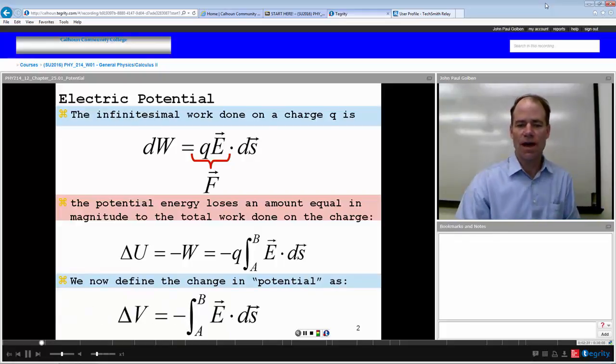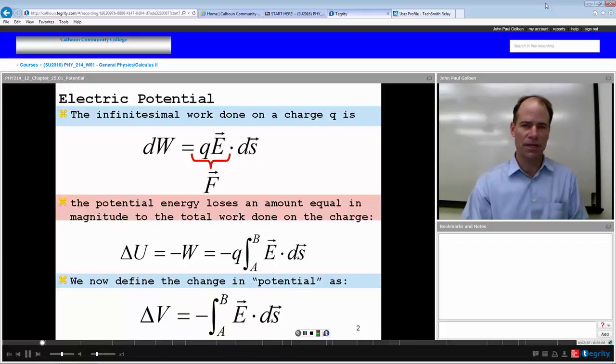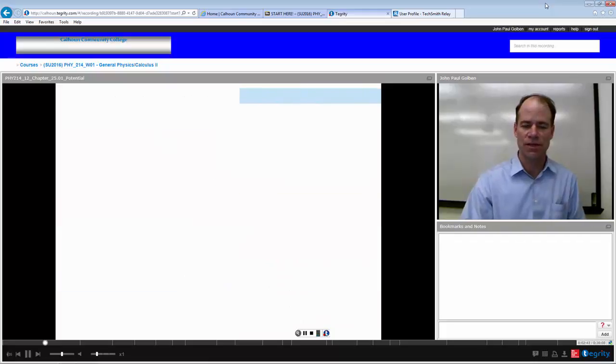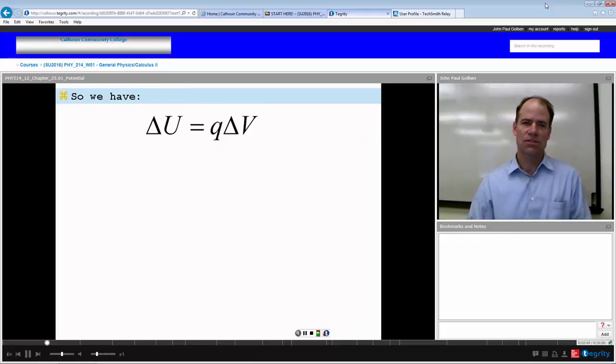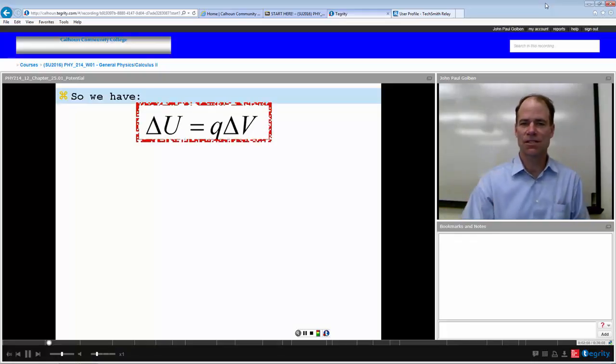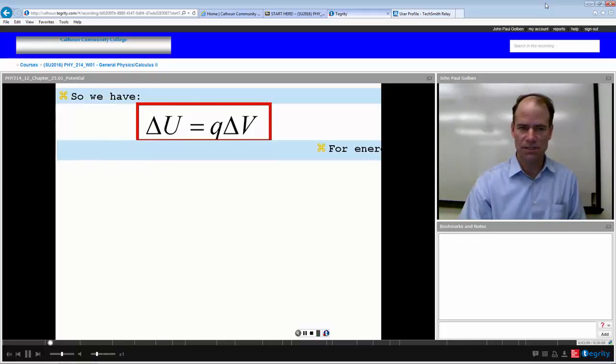We're going to define the change in potential as being equal to this negative integral from A to B of the E field dotted with displacement. If we make this definition for what we call change in potential, designated by V, this becomes a simple mathematical relationship. The change in potential energy is equal to the charge times the change in potential. Very simple relationship, making this mathematics real easy to do.